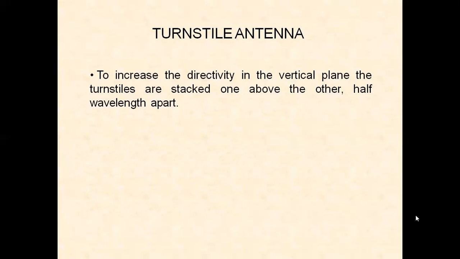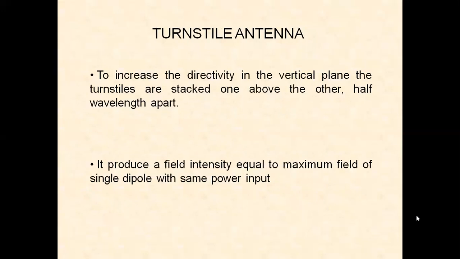One turnstile produces a horizontal, circular radiation pattern. If we are taking another turnstile antenna placed one over the other, spaced by lambda by 2 apart, then we can increase the directivity. So stacked turnstile antennas are used to increase the directivity of the signal. It produces a field intensity equal to the maximum field of a single dipole with the same power input.